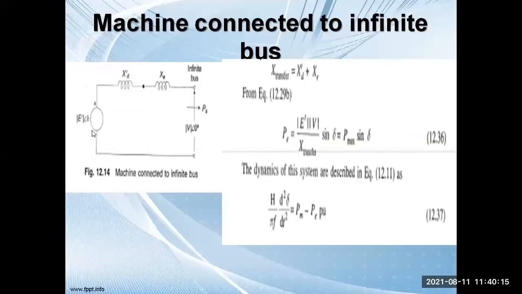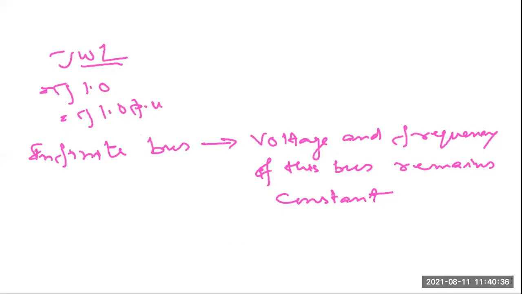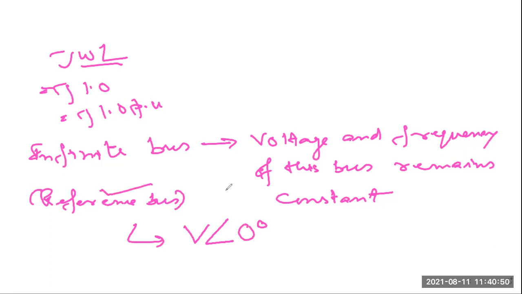So here you see there is a generator. The internal voltage is E dash angle delta. The voltage at the infinite bus is V angle 0. So always remember the infinite bus is taken as the reference bus. One more thing I will add here. This infinite bus is always taken as the reference bus, and the voltage of this particular bus is always taken as V angle 0. So as it is a reference bus, the angle of this bus is always taken as 0. This is basically the convention.